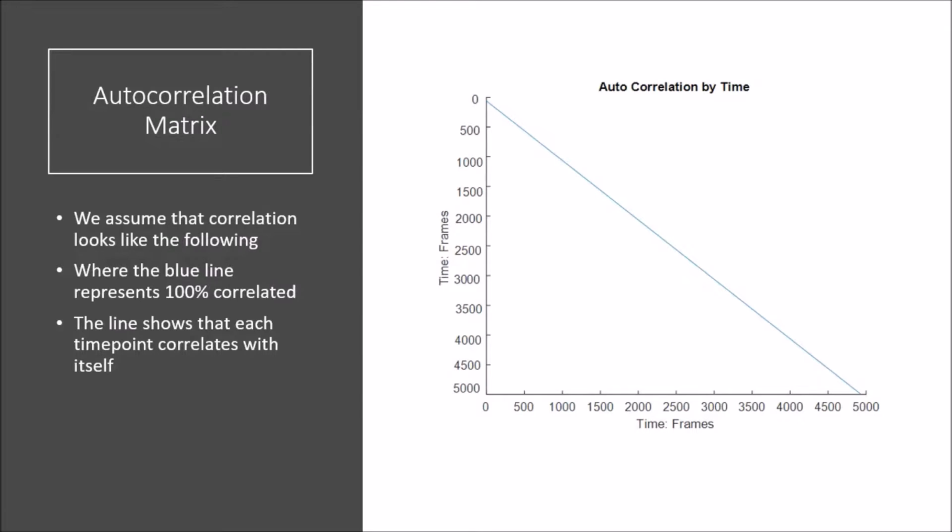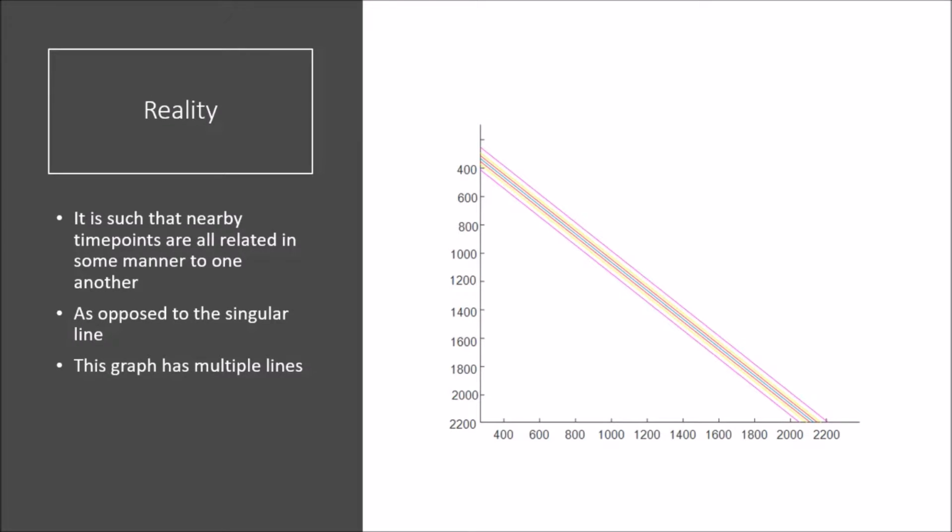The goal is that this line exists, but there is no other correlation off of this line. So any nearby points to the line are not correlated one bit. That's the goal. The reality is it's not quite true. We have something like this.